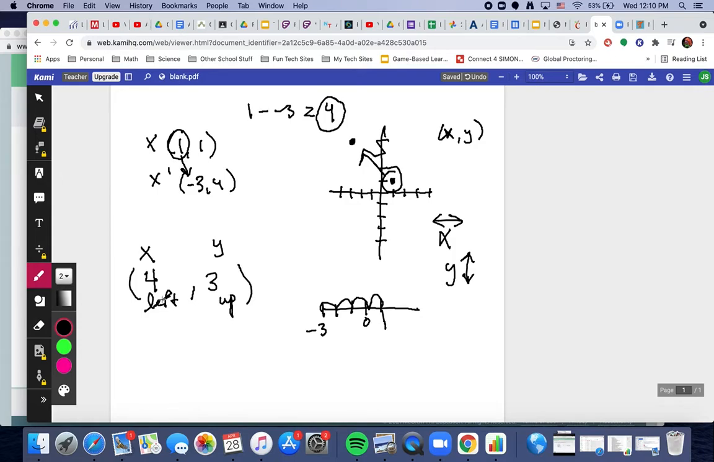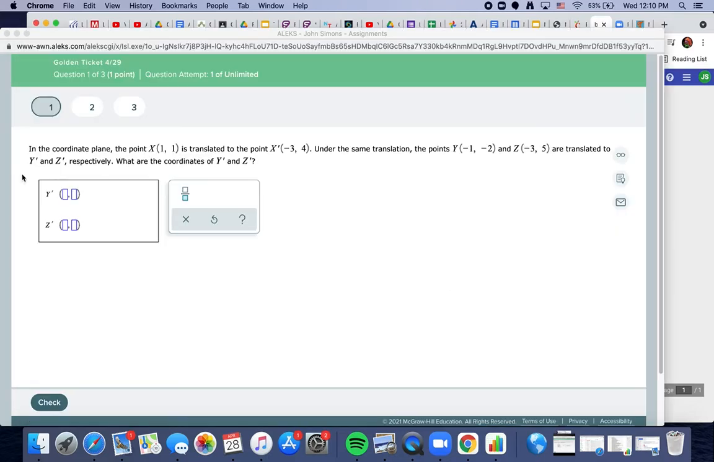All right, so this is my rule. My rule is I'm taking my original point, I'm going 4 units to the left, and I'm going 3 units up. And now I'm going to apply that to my other 2 points.